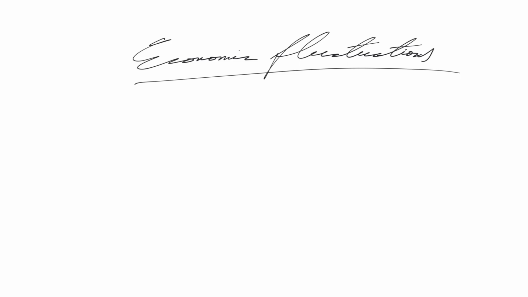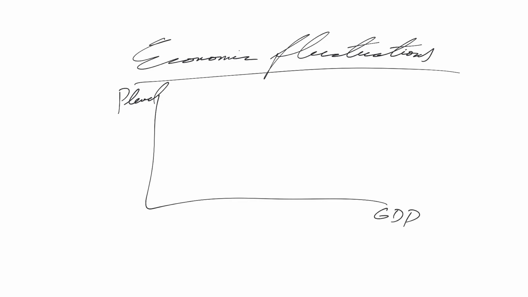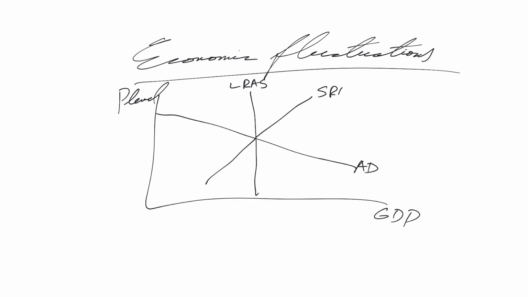Now we're going to talk about economic fluctuations. We're going to put all this together. We've got our aggregate supply and demand. Here's long-run aggregate supply. Here's aggregate demand and short-run aggregate supply. So here we are, we're at the long-run equilibrium.